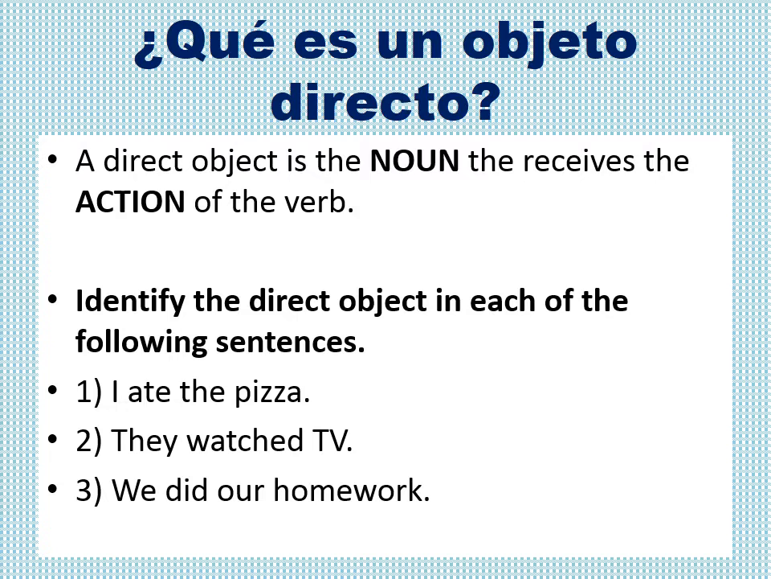So look at these sentences. Do you see how pizza is receiving the actual action of the verb? It's being eaten. The TV is being watched. The homework is being done. It's receiving the actual action of the verb.